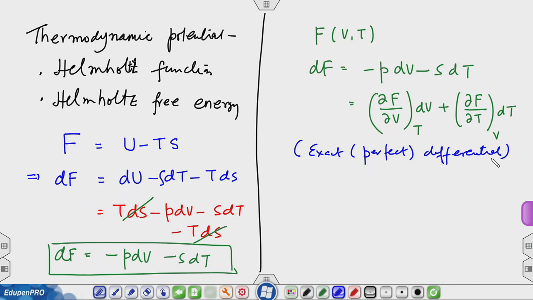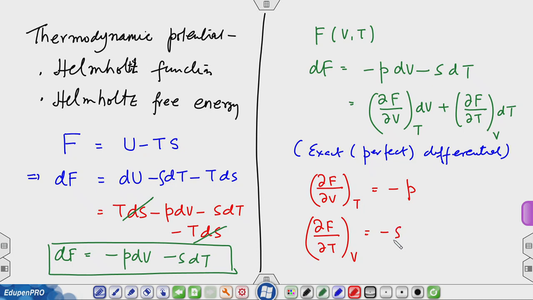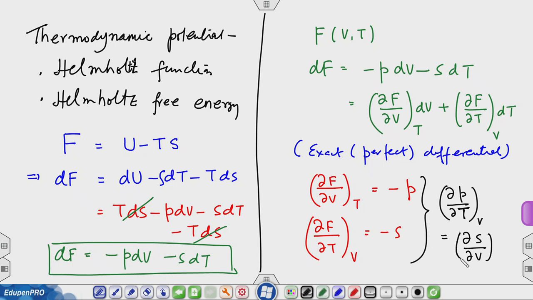And therefore, from this I can derive another Maxwell relation. Now, from this we get partial F partial V at constant temperature is equal to minus P, and partial F partial T at constant volume is equal to minus S. And since this is an exact differential, this leads to the Maxwell relationship: partial P with respect to partial T at constant V will be equal to partial S with respect to partial V at constant T. This is a Maxwell relation.